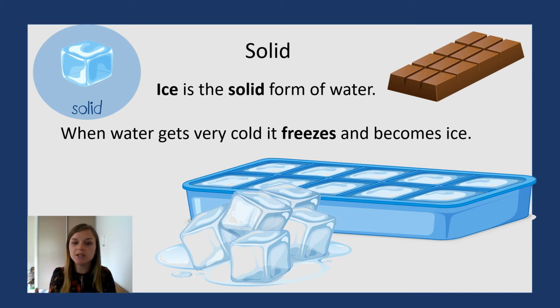So a solid can be lots of things around your house. It could be something like a table. It could be something like a kettle. It could also be a chopping board, a stone. All of these things are solids because they're quite hard and they don't change shape.